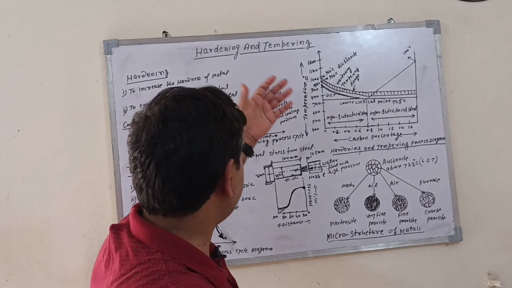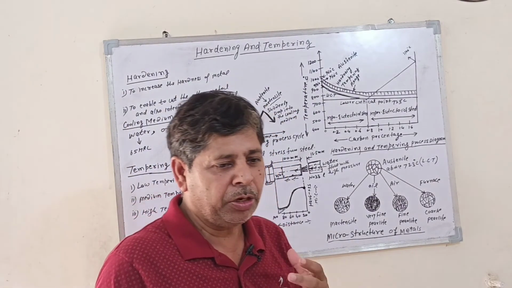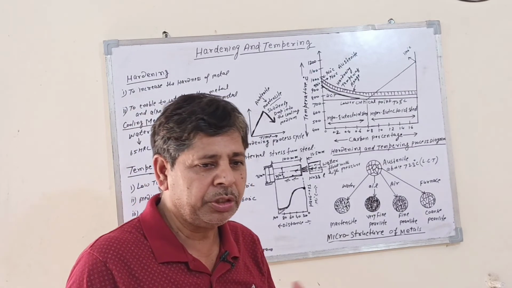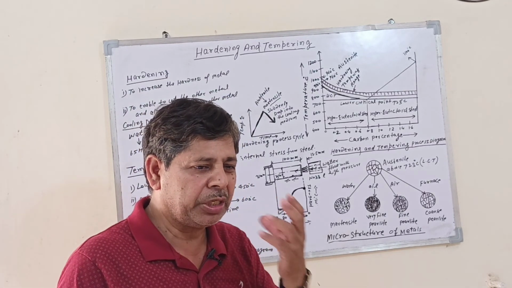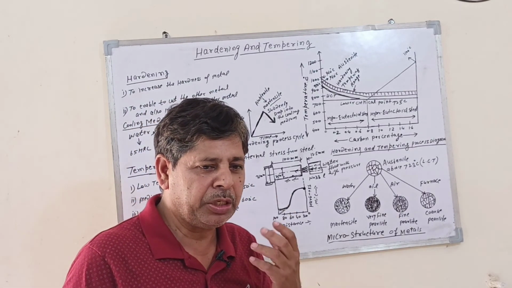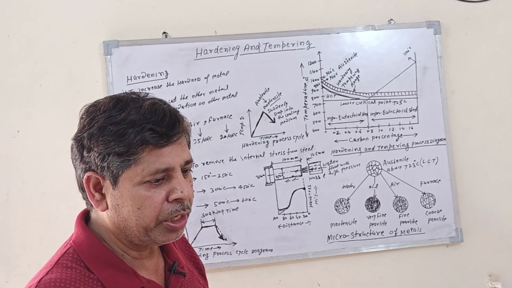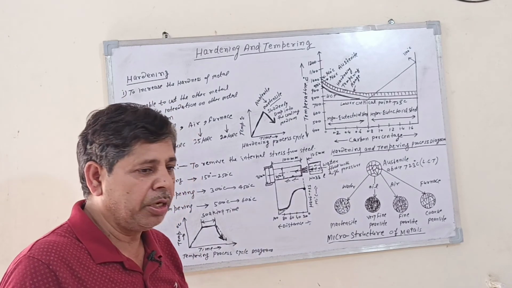Hardening and tempering play a very important role in engineering, in hardening punches and dies, and in increasing the production of our components. Hardening and tempering play a very important role in increasing mass production.